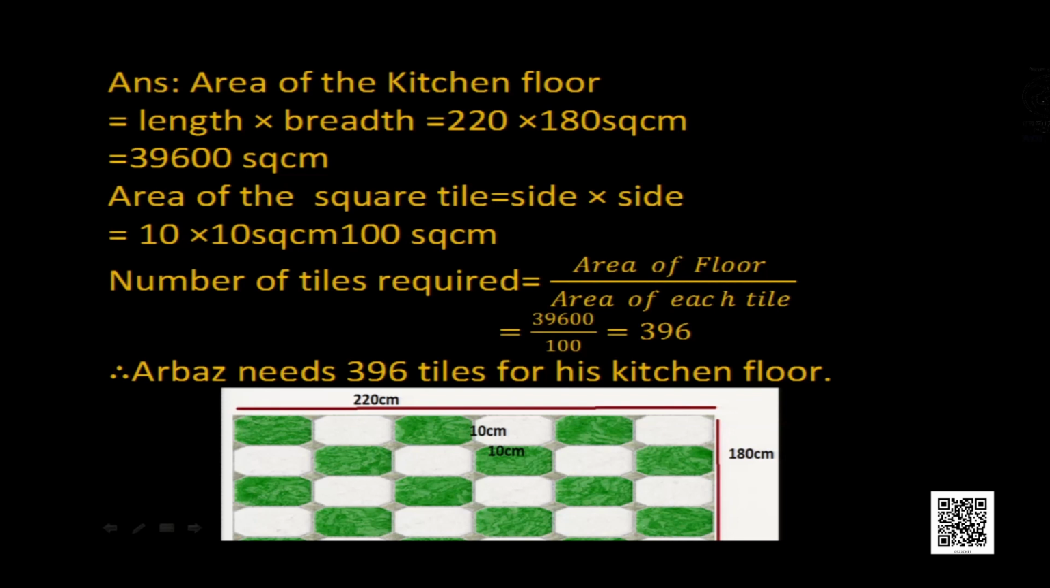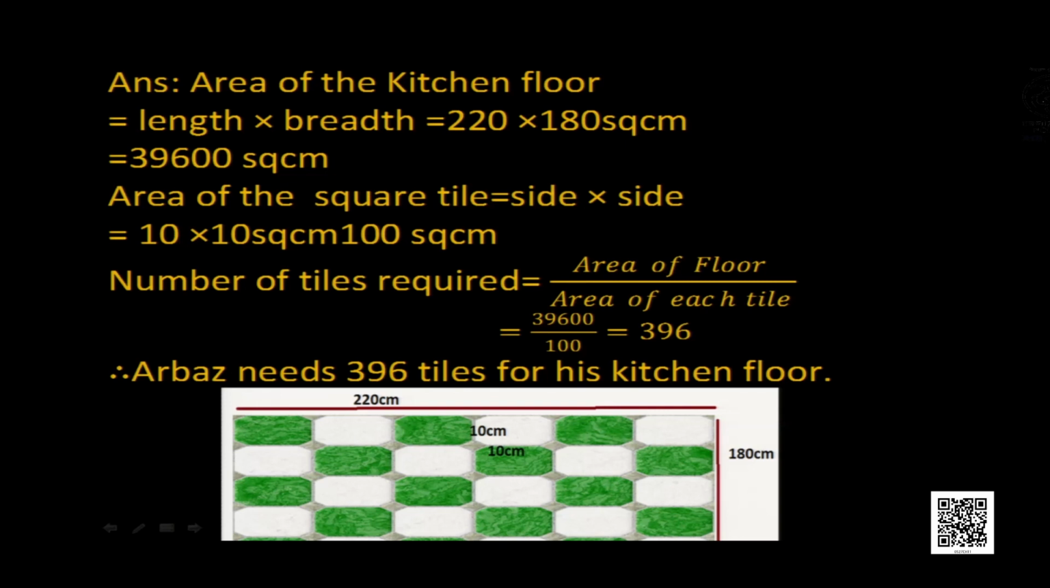Here I have solved. Check, area of the kitchen floor is length into breadth, that is a rectangular shape, 220 into 180. So unit will be square centimeter. Okay, so 220 into 180, that is 39,600 square centimeter. Now what is the area of each square tile? Each side is 10 centimeter. So 10 into 10, that is equal to 100 square centimeter.